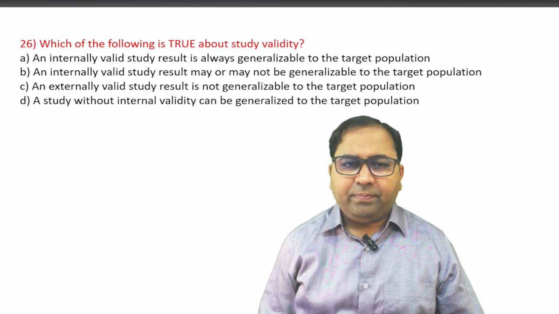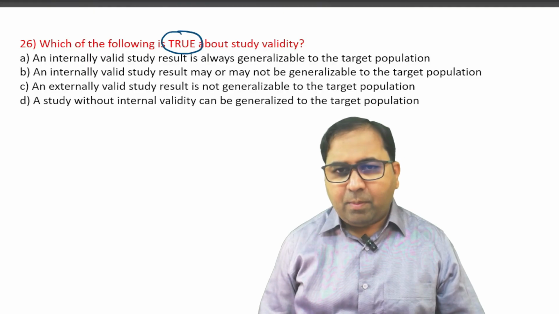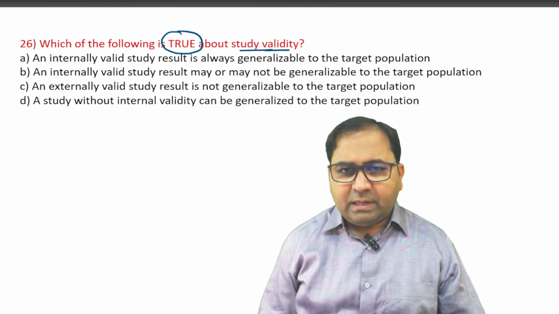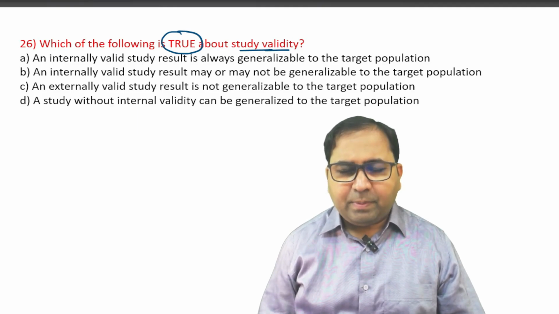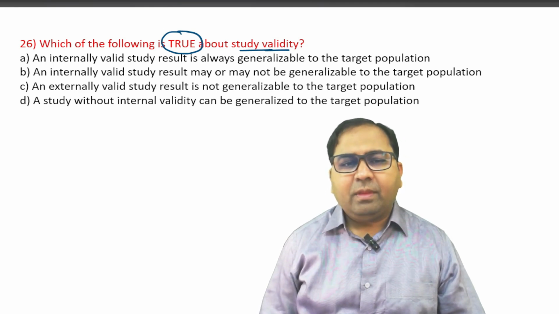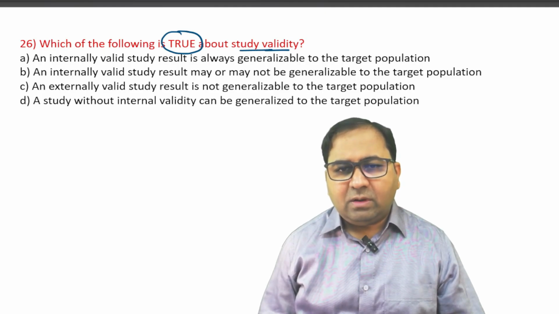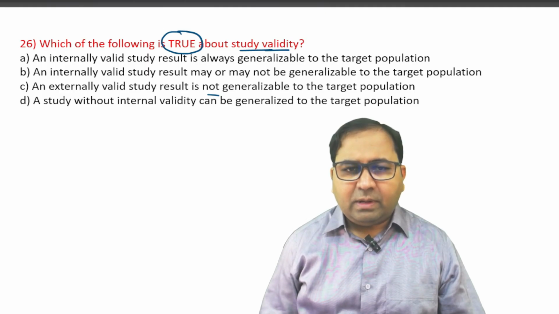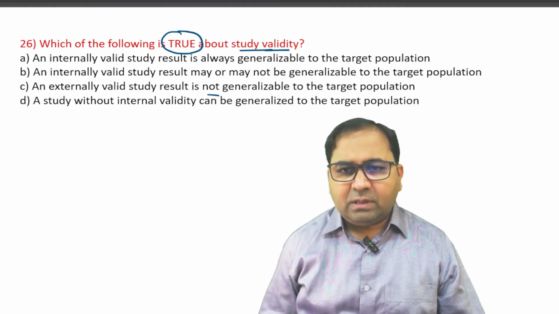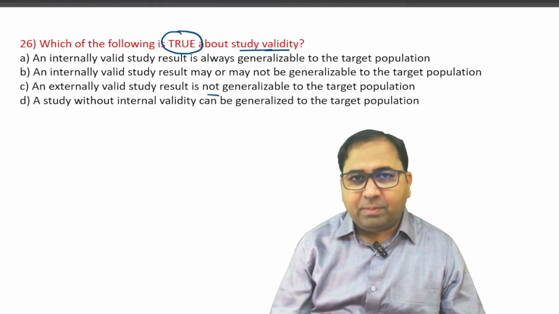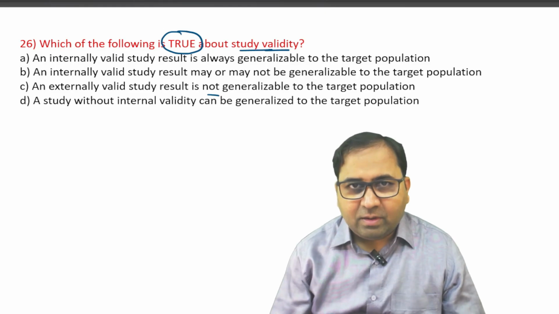Which of the following is true about study validity? The options are A. An internally valid study result is always generalizable to the target population, or B. An internally valid study result may or may not be generalizable to the target population, or C. An externally valid study result is not generalizable to the target population, or D. A study without internal validity can be generalized to the target population. So all generalizable terms are being given in each and every option.